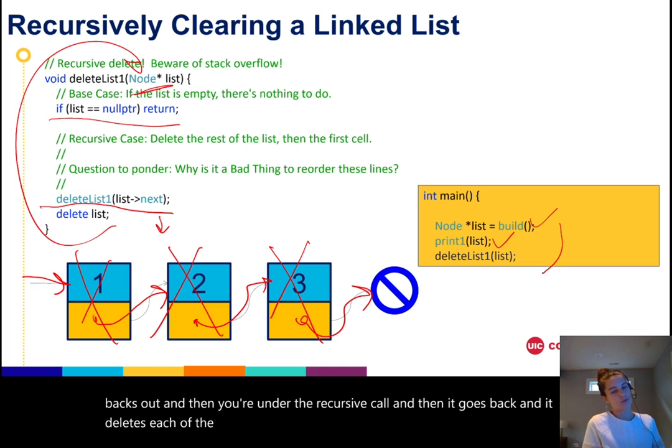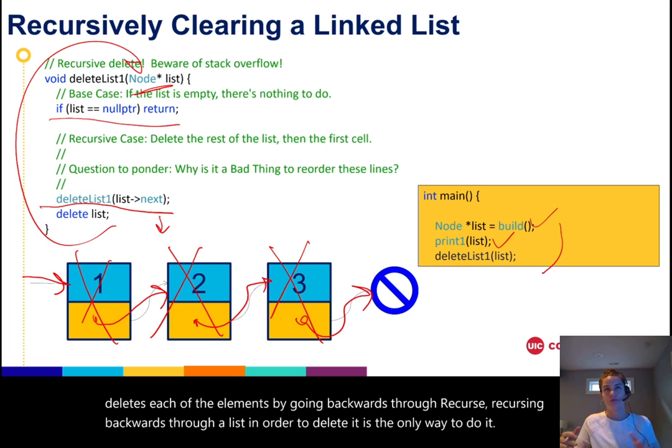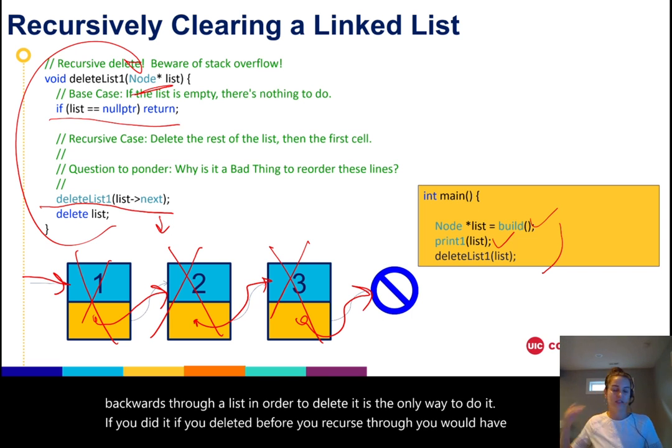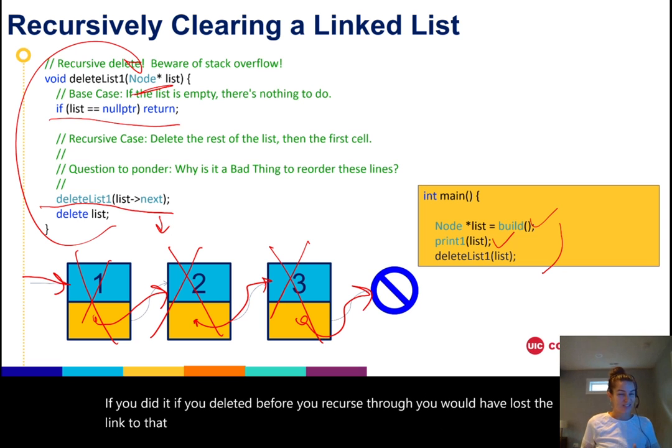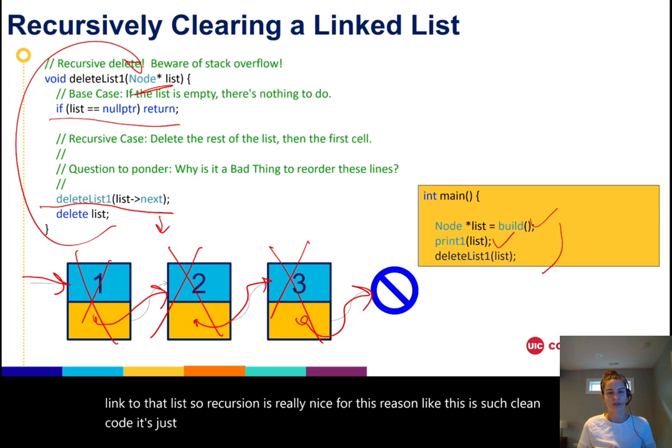Recursing backwards through a list in order to delete it is the only way to do it. If you deleted before you recursed through, you would have lost the link to that list. So recursion is really nice for this reason. This is such clean code. It's very satisfying.